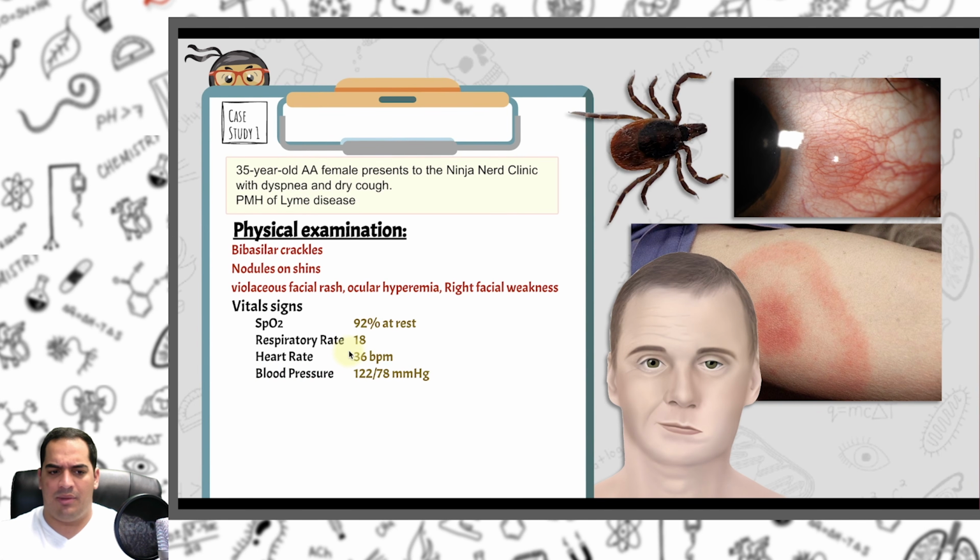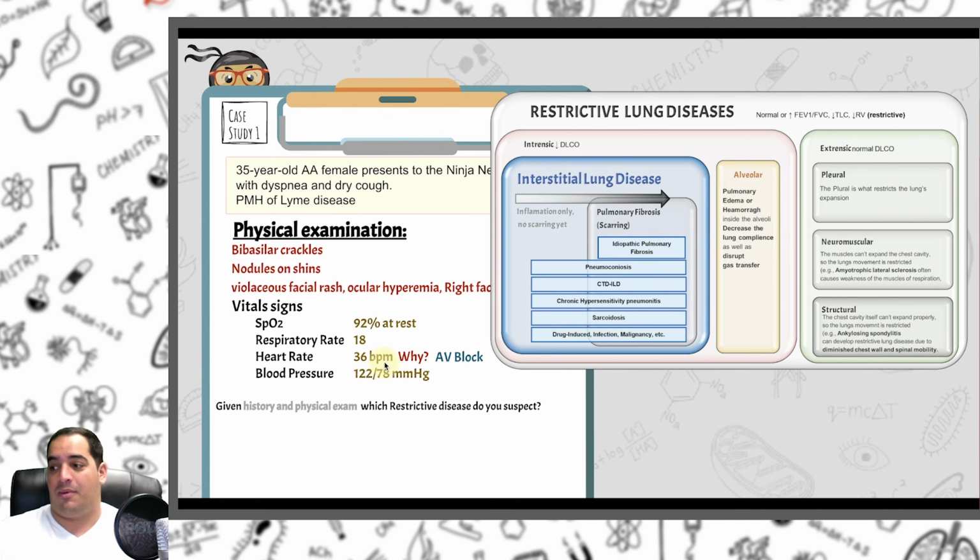So very interesting. What could be the cause of this low heart rate? It could be an AV block, right? It could have been from the past medical history of Lyme. She was actually treated for it, but it also could be due to sarcoidosis depositing within the AV node or bundle system that causes an AV node block. So very interesting, right? So likely an AV block. And that was one of the things. Remember, it can cause restrictive cardiomyopathy or it can cause AV node block.